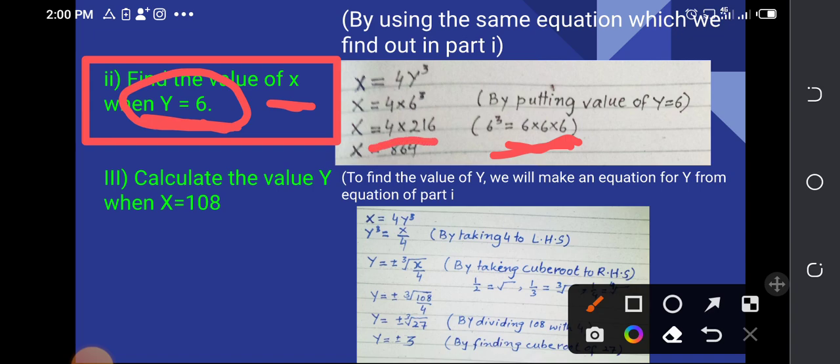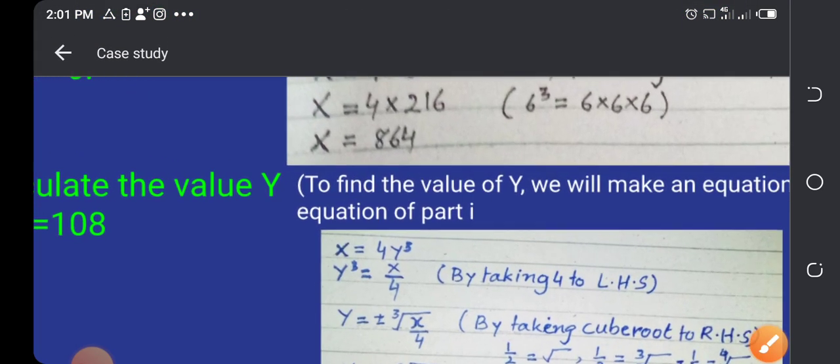So we will multiply 4 with 216 to get the value of x. When we multiply 4 with 216, x is equal to 864. This is the answer of our question. x is equal to 864.